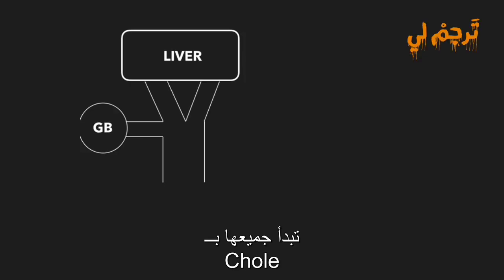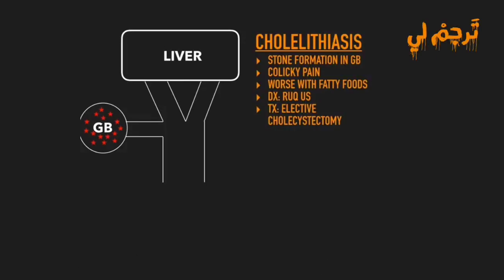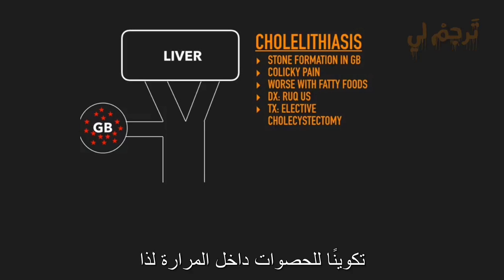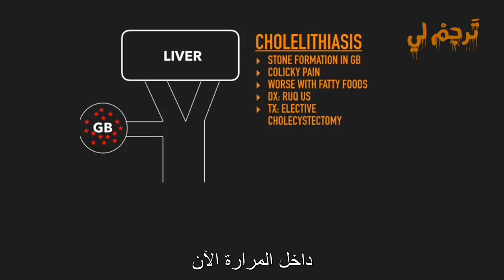So let's talk about the four different disease processes that all start with CHOL, and we're going to differentiate them and make sense of them all. So the first one is cholelithiasis. So what does that mean? What that means is that there's stone formation inside of the gallbladder. So what you see here are these red little stones inside of the gallbladder.